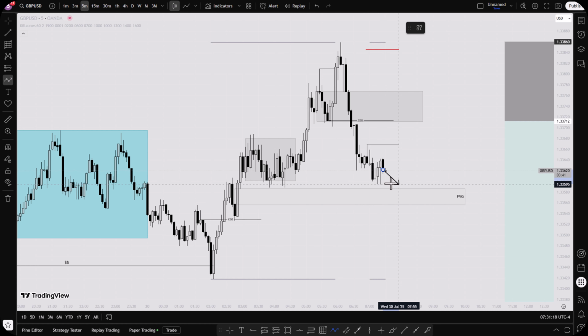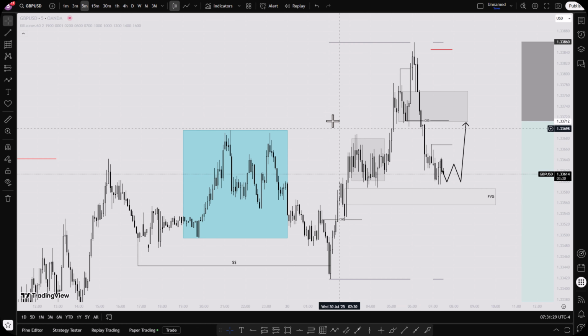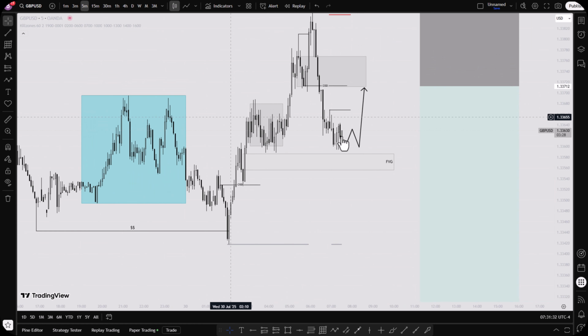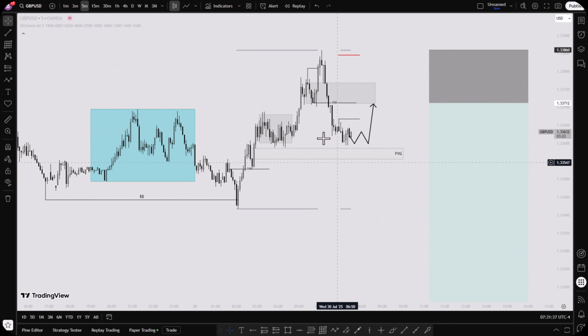Yeah, I want to see price coming into this level. And also this high should serve our turtle soup for us to take a sell trade. So when we sell this trade, we'll be expecting price to come into this level. Yeah, so this is what I'm expecting, guys.